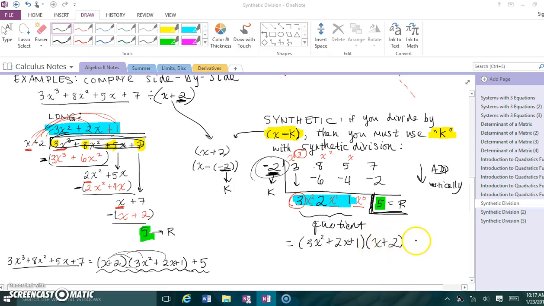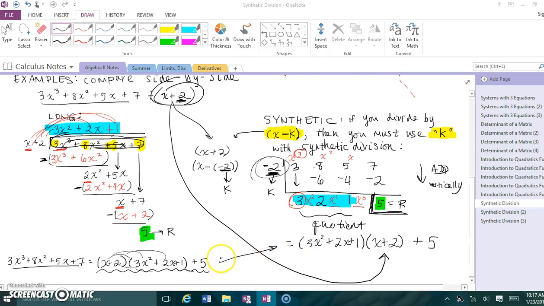x plus 2 plus 5, because I was dividing by x plus 2. So you have to put plus there again. And there you have it. Same remainder, obviously the same remainder. Same summary statement. So pause the video, get that all down in case I went quicker than you were writing.